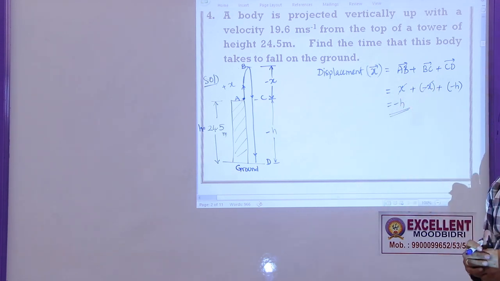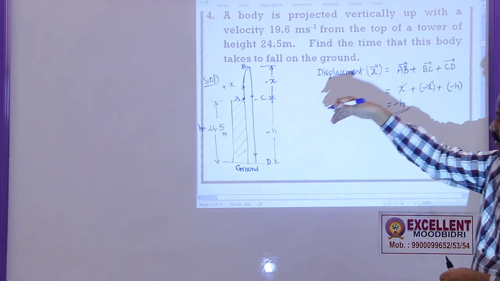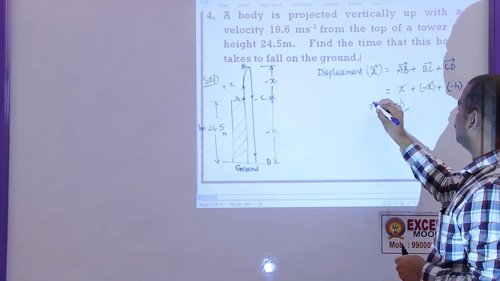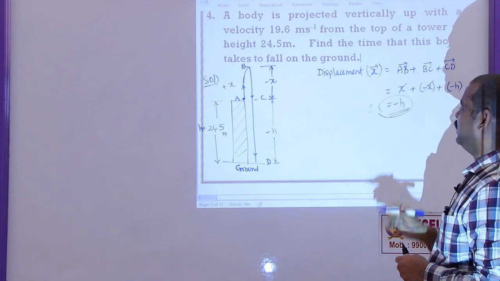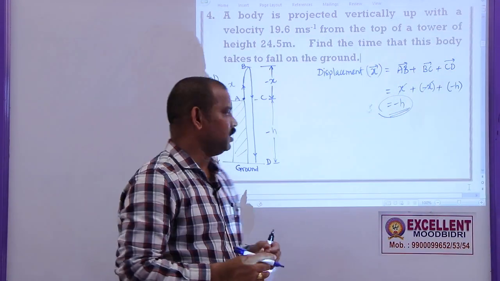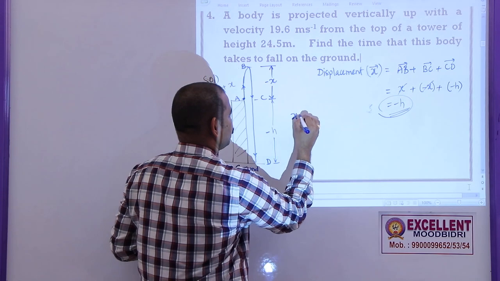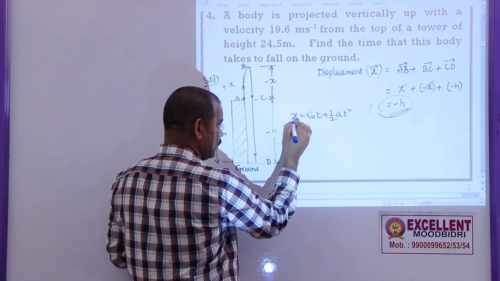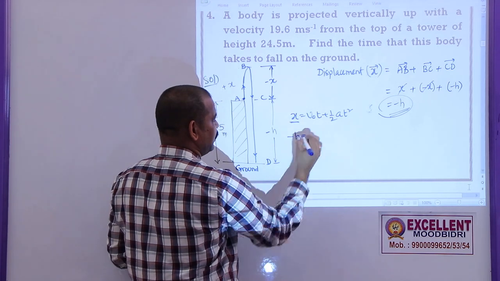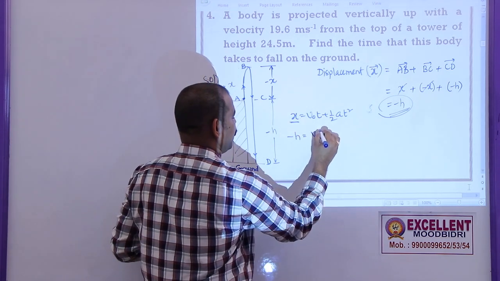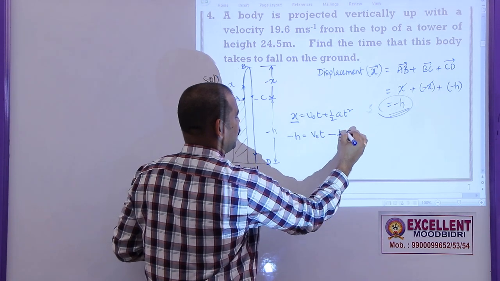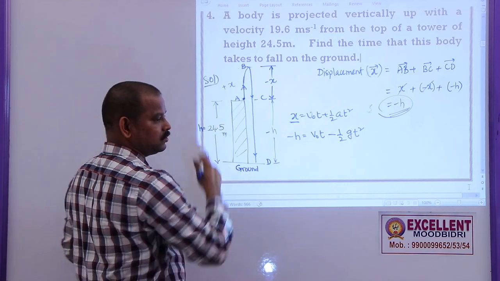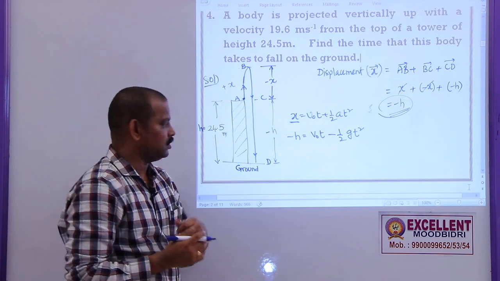So, the net displacement is, because the body is thrown upwards, while it is falling down the direction has changed. That is why the displacement here is minus h. Now, I am going to write that equation: x is equal to v naught t plus half a t square, but here the net displacement is minus h is equal to v naught t minus half g t square. Why minus? Initially the body was thrown upwards, that is why the initial direction has to be considered here.